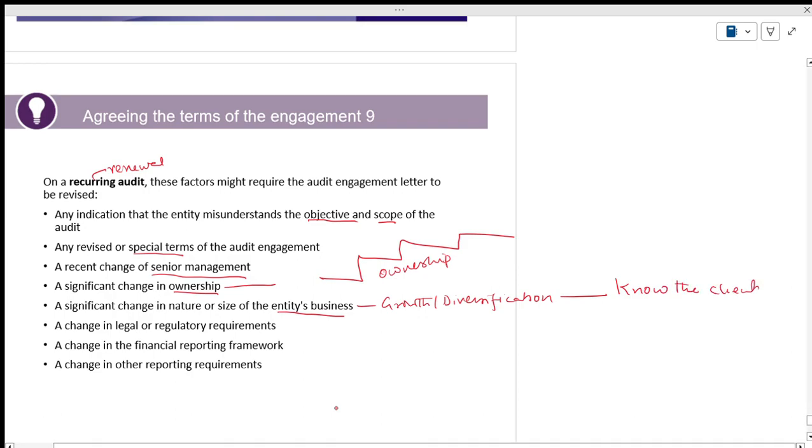client, you should know the environment, you should know the competitors. That is very important. That is the reason first and foremost you should know these things. A change in legal requirements, or any new rules that came, we have to keep ourselves updated. A change in financial reporting framework: off and on, IAS and IFRS will keep being updated.